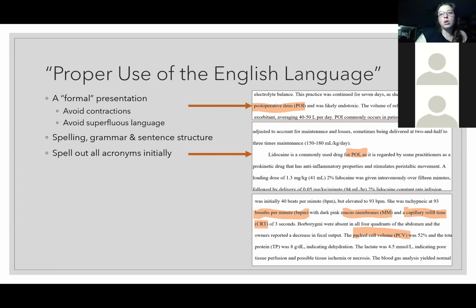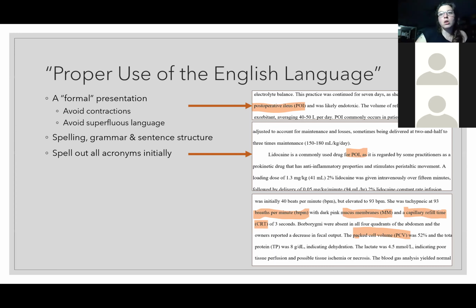The same thing goes for breaths per minute, mucous membranes, capillary refill time, packed cell volume, on and on and on. The list is endless, but with your case logs, you may be able to write out all of those acronyms as a sheet before the case logs happen. You want to make sure that you're defining those acronyms in every case report. So your units of measure absolutely must be on here.